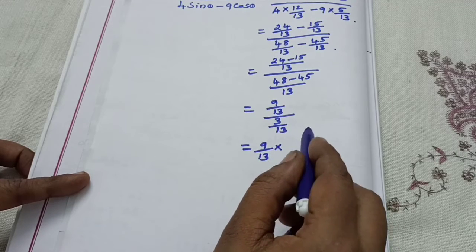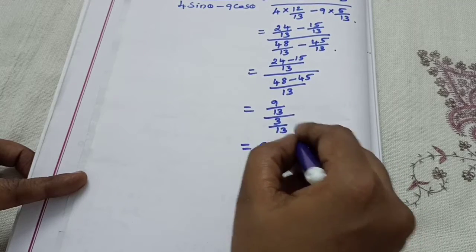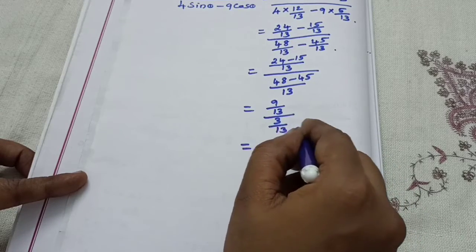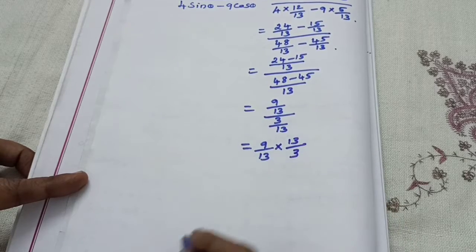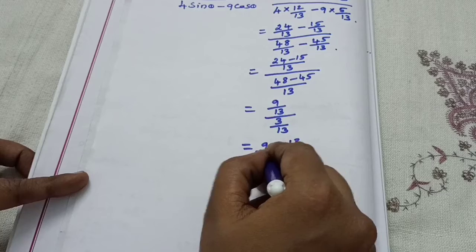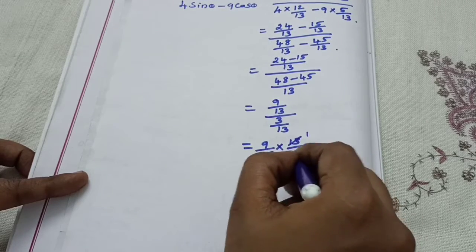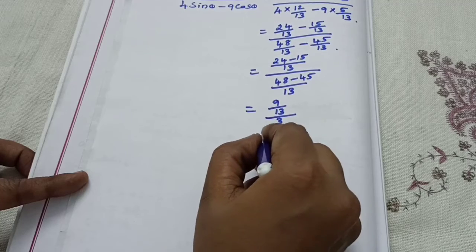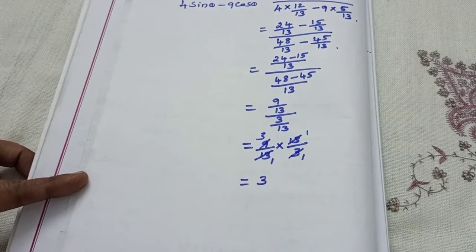Denominator, take the reciprocal and multiply. The reciprocal means this 13 will become the numerator, and 3 will become the denominator. This 13 over 13 is 1. Here also we can cancel this 2. 1 times 3 is 3. Here 3 times 3 is 9. Then equal to 3.